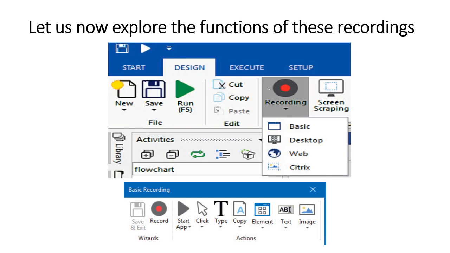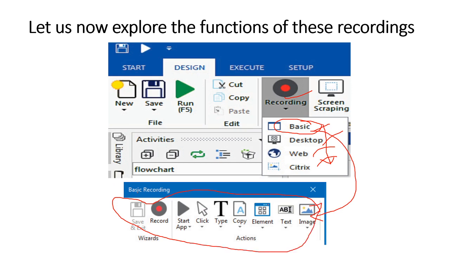When you click on this recording icon, it will display the options, whether you can go for basic recording, desktop recording, or web or Citrix recording. If you want to go ahead with basic recording, click on this. As you click on this type of recording, the respective actions, or I can say buttons, will appear in the basic recording window. These are the operations like click, type, copy, and you can focus on text, image. These are the operations supported by basic recording.